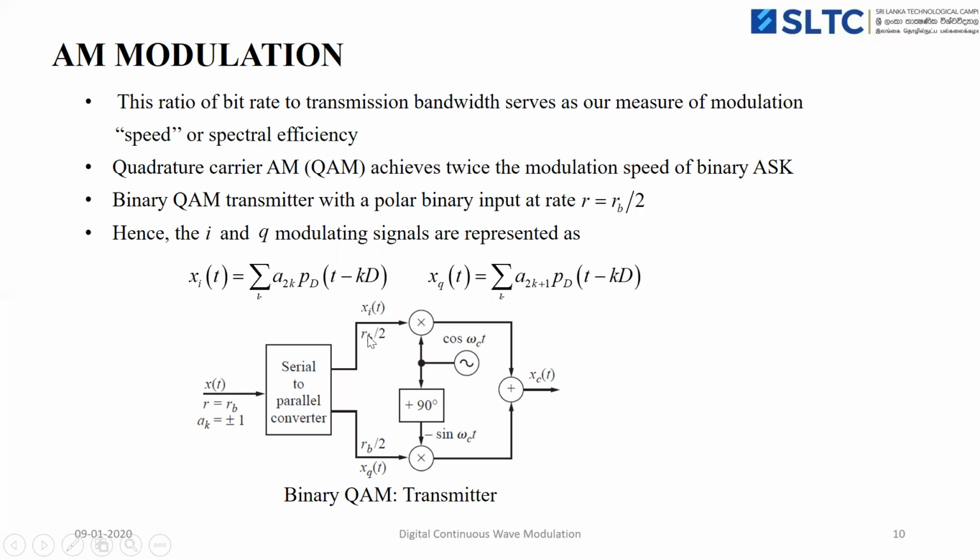Then the rate of the in-phase channel and the rate of the quadrature channel will be half of the bit rate, that is Rb by 2. Which means, for example, if 1000 bits are entering into the serial to parallel converter, then 500 bits are entering into the in-phase channel, and 500 bits are entering into the quadrature channel.